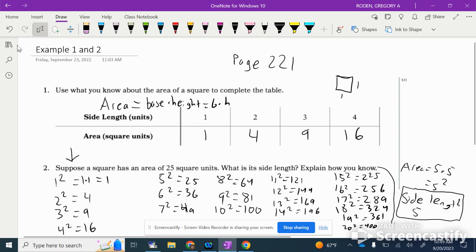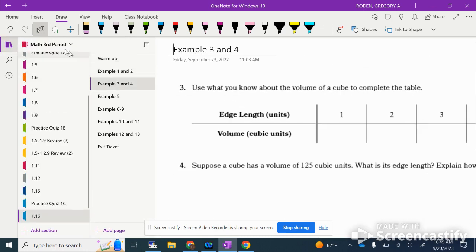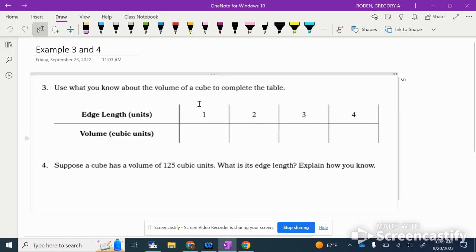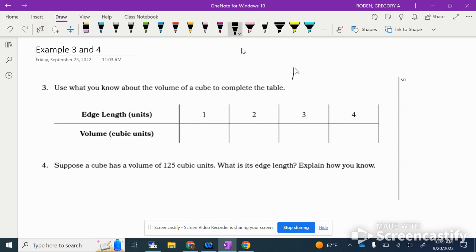Now we're going to move on to the next couple, which is the exact same thing, except now we have a cube. So I want you guys to pay attention in case you don't know how to draw a cube. What I'm going to do is draw one square, and then draw another one down and to the right, and then connect the corners.